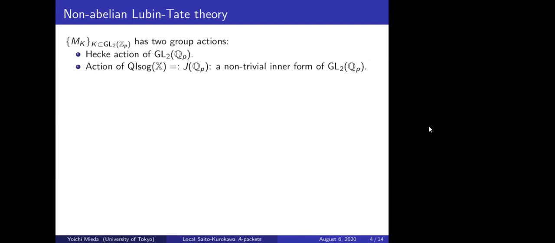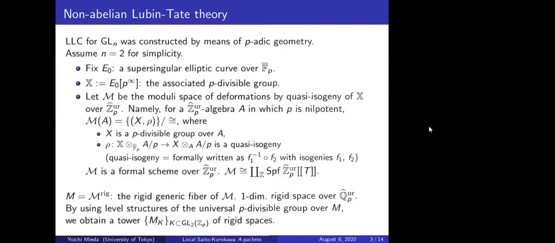On the other hand, there's another action of the group J(Q_p). This is by definition the group of self quasi-isogenies of this X. This is a non-trivial inner form of GL2(Q_p). This corresponds to the fact that the endomorphism algebra of this E_0 tensor Q_p is isomorphic to the unique quaternion division algebra over Q_p.